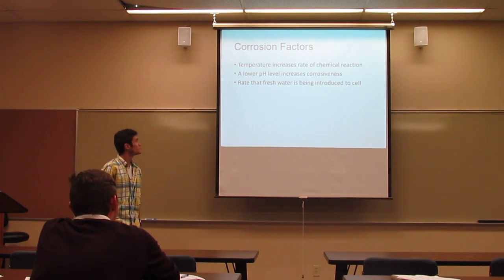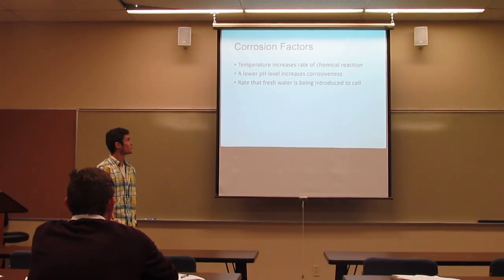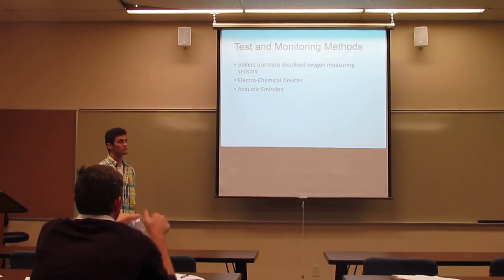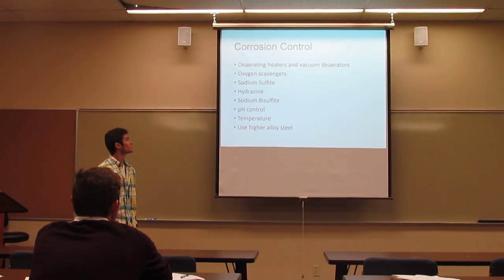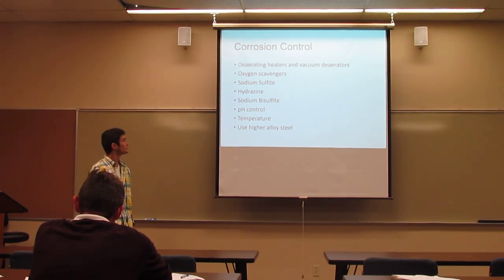Corrosion factors: temperature increases rate of chemical reaction, lower pH level increases corrosiveness, rate that fresh water is being introduced to the cell. Testing and monitoring methods: boilers use trace dissolved oxygen measuring sensors, electrochemical devices, and acoustic emissions. Corrosion control: deaerating heaters and vacuum deaerators, oxygen scavengers, sodium sulfide, hydrazine, sodium bisulfite, pH control, temperature, and use of higher alloy steels.